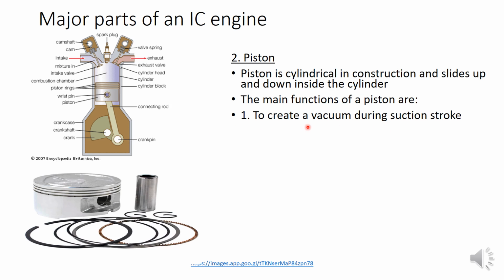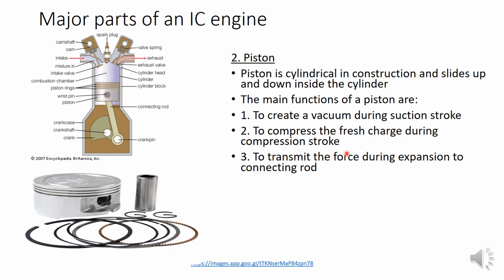So the first function of the piston is to create a vacuum, that is, pressure less than atmospheric pressure is known as vacuum pressure, and that vacuum pressure is created by the movement of the piston during the suction stroke. Another function is to compress the charge. The charge means air-fuel mixture, or air is known as a charge. So charge in an IC engine represents mostly the air-fuel mixture. So the second function is to compress the air-fuel mixture during the compression stroke.